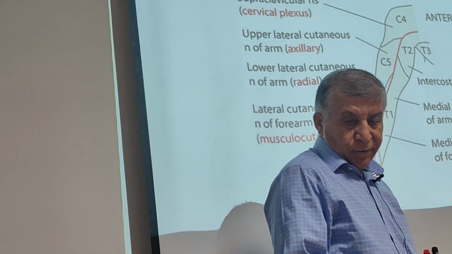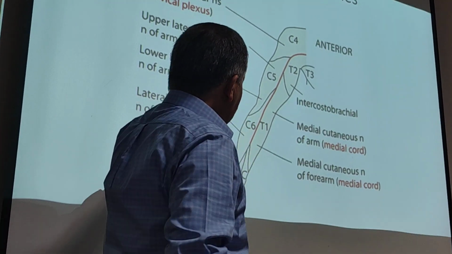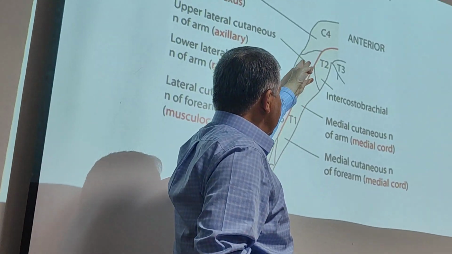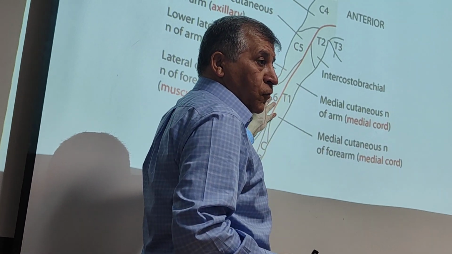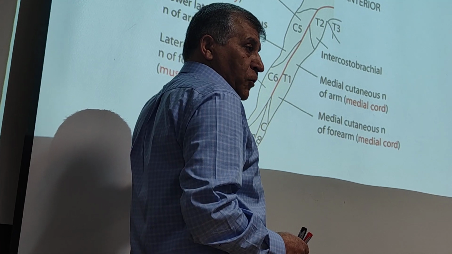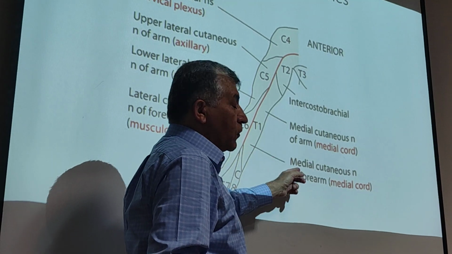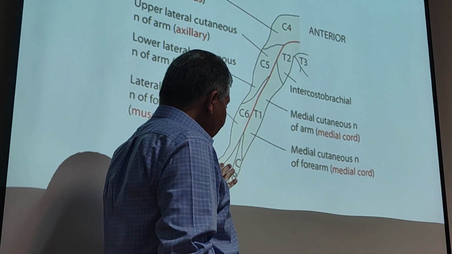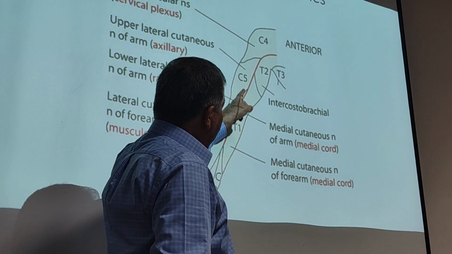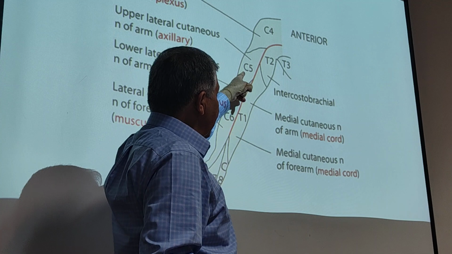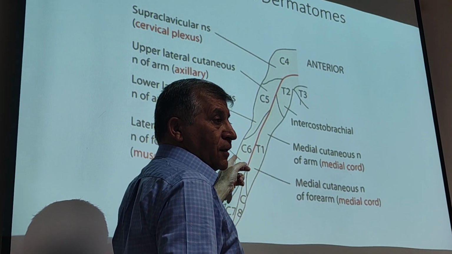What is dermatome? In this figure, you can see the lateral side of the arm is innervated by upper lateral and lower lateral. The lateral side of the forearm is innervated by the lateral cutaneous nerve of forearm. The medial side is innervated by the medial cutaneous nerve of arm and forearm. The hand is innervated by median and ulnar. But you can see the lateral side is written C5. The lateral side of the forearm is written C6.